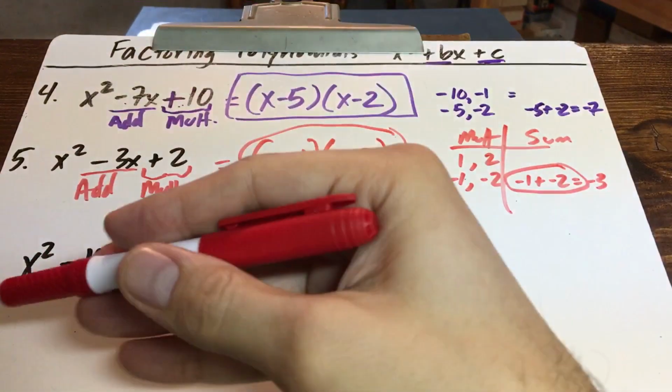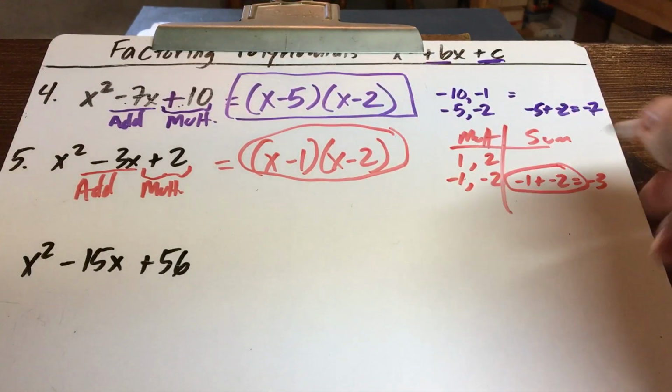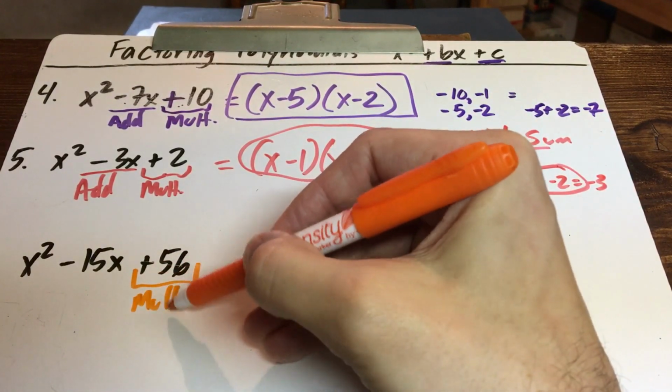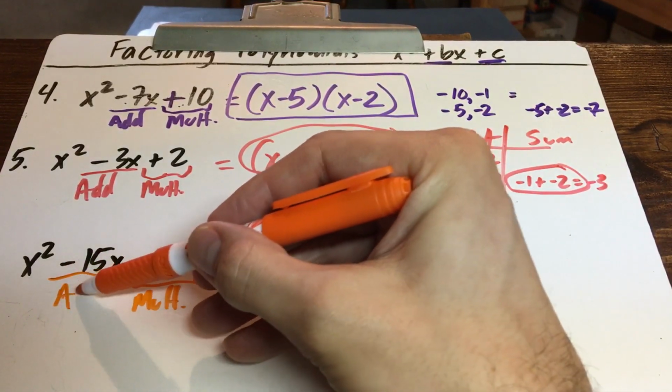Okay, you can't see, but this one's numbered number 6. Go ahead and pause the video and try to work this one out in your head for a second. Okay, hopefully you've unpaused it now. I'm looking for two numbers that multiply to equal positive 56. So the signs are the same, positive 56. But they have to add up to equal negative 15.